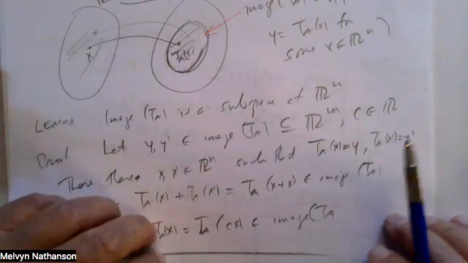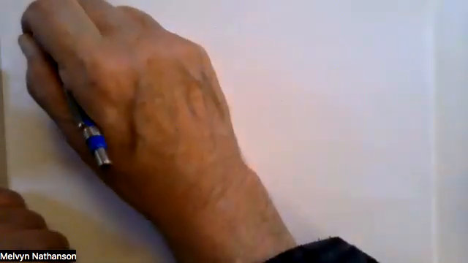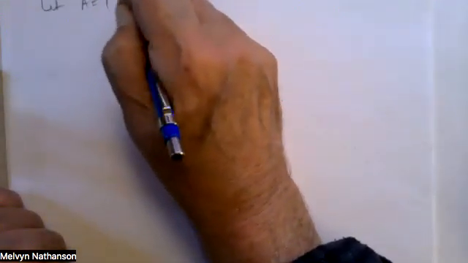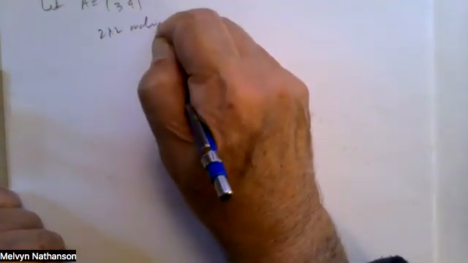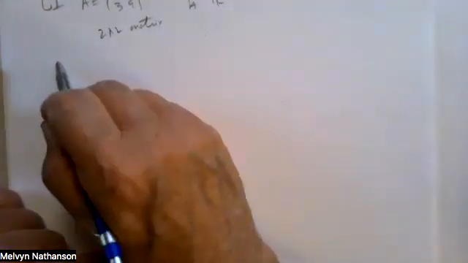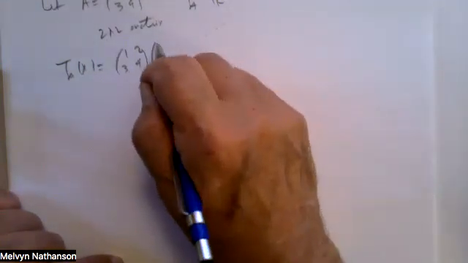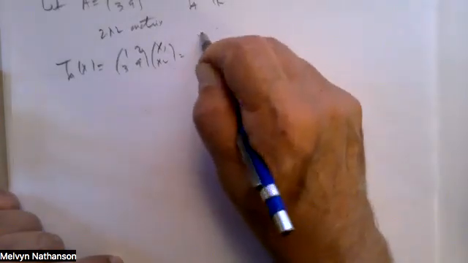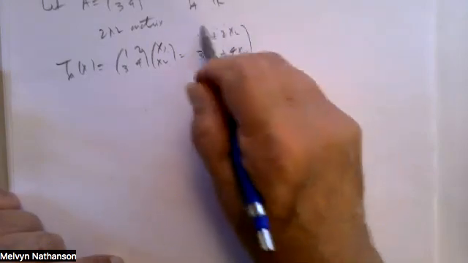Let's look at an example, and then I'll look also at a couple of the homework problems. Suppose I let A be 1, 2, 3, 4. So this is a 2 by 2 matrix. So T sub A is a function from R2 to R2. And T sub A of x is the matrix times x1, x2. That's x1 plus 2x2, 3x1 plus 4x2.